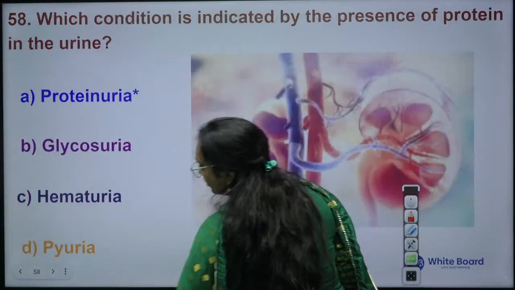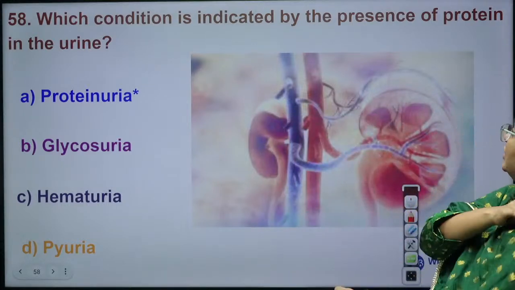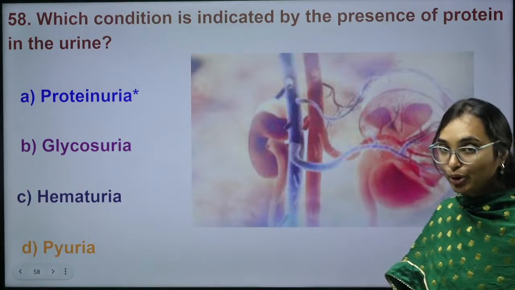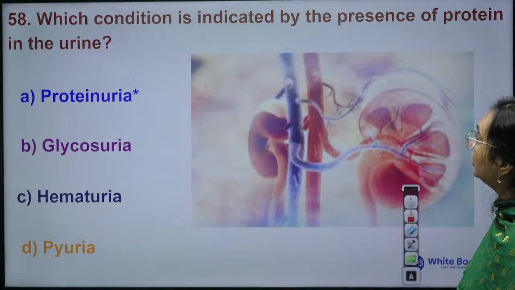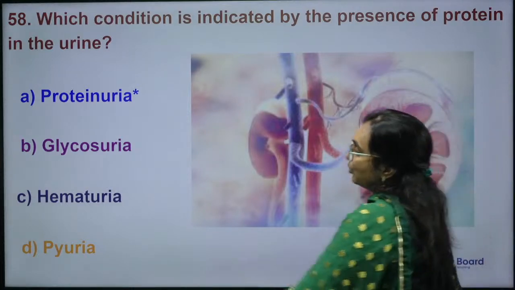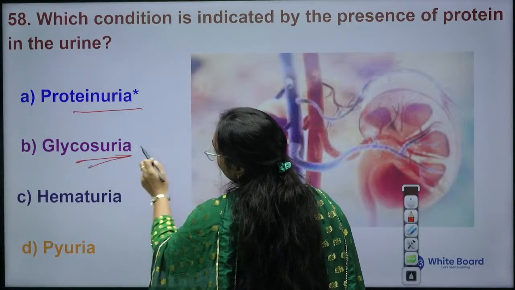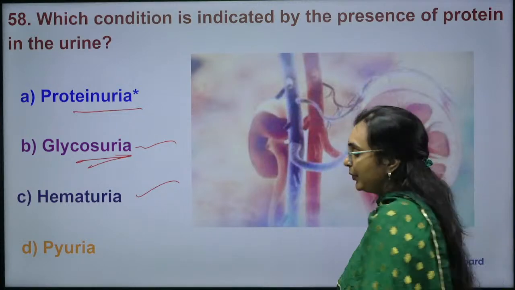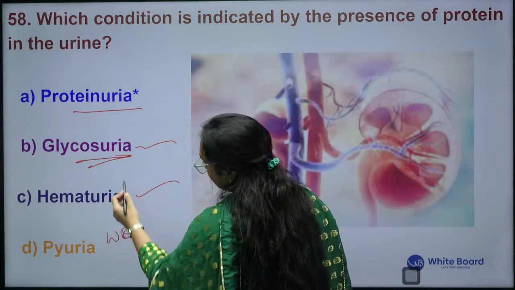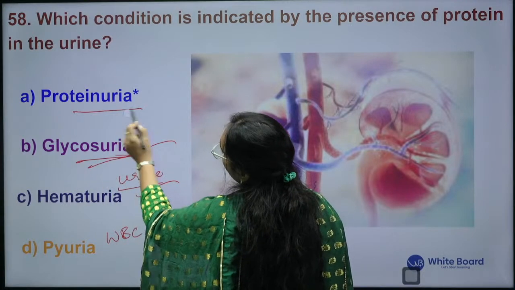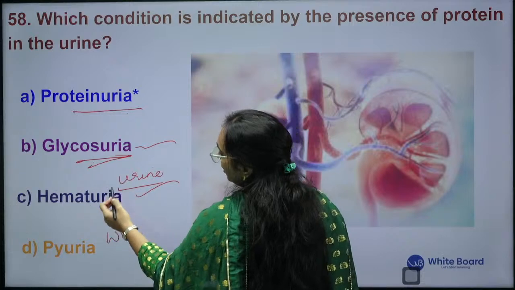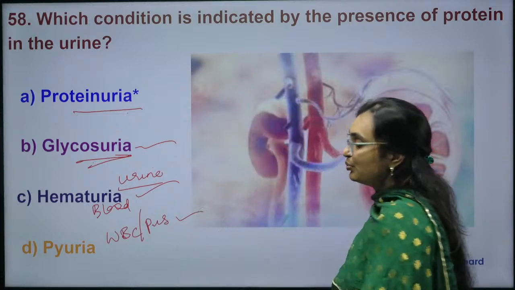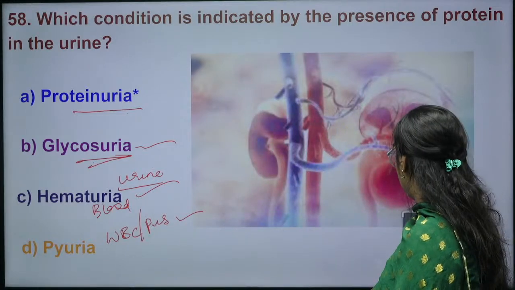Next question. Which condition is indicated by the presence of protein in the urine? The name itself indicates the answer: proteinuria. Presence of higher amounts of protein in the urine is proteinuria. Sugars in the urine, glycosuria. Blood in the urine, hematuria. Pus cells or WBC in the urine, that is pyuria. Here the option is A.